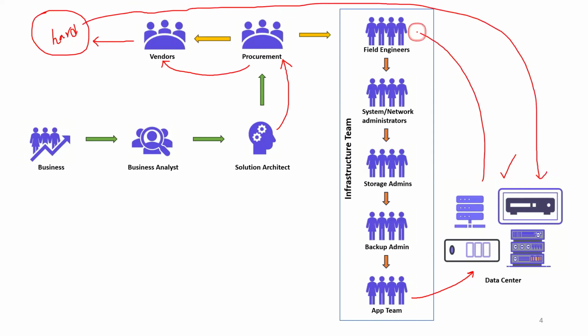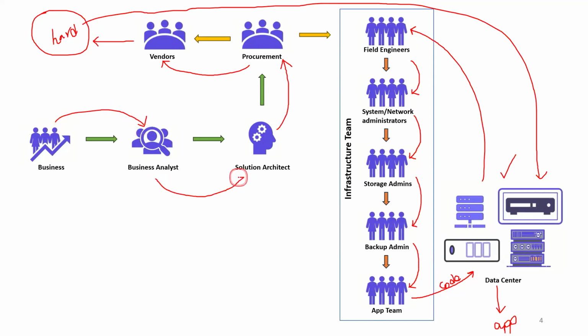Once it is delivered at the data center, the field engineers will come into the picture. They do the rack and stack, then the system admins and network admins, then the storage admins, then the backup admins, and then the application team will deploy their code on top of this infrastructure, and that's where your application is running in the data center. So this is how the entire process works. You started with a requirement and you ended with an application. So this is how a traditional working model works.